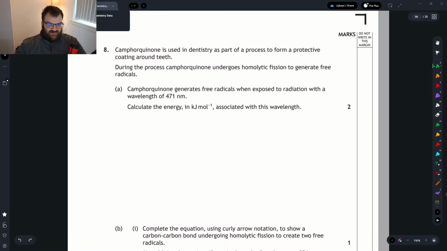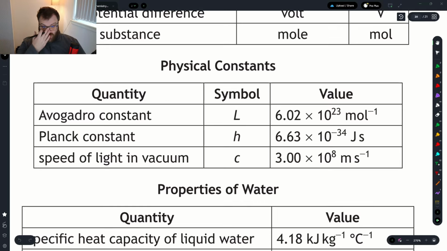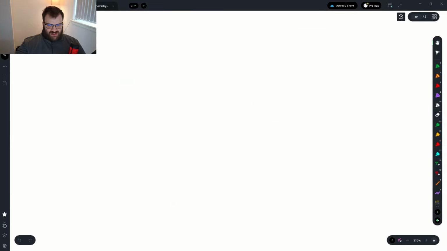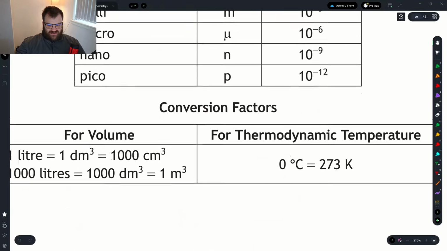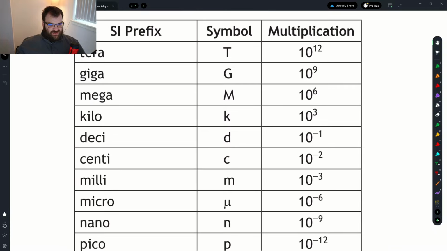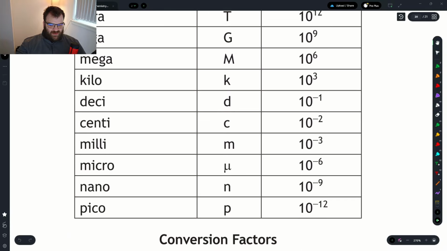Here we're dealing with E equals LHC over lambda. The constants that we need are on page 20 with all the units as well. If you're not sure how to turn nanometers into meters, we can use the conversion on the same page. So nano is times 10 to the minus 9. If you're going from nano to meters, you just put that on the end of your number.